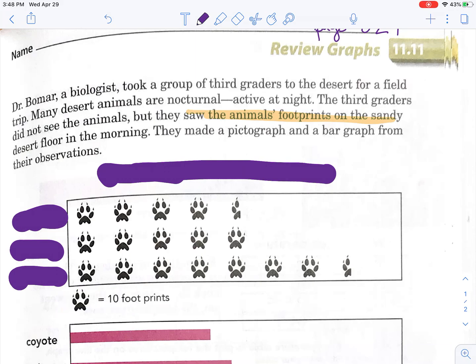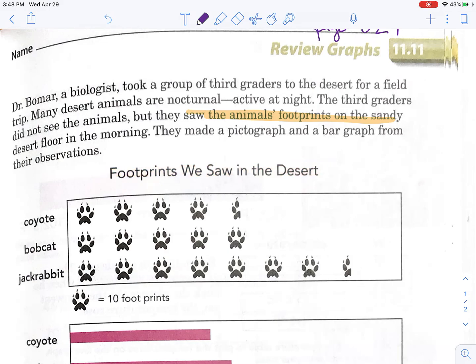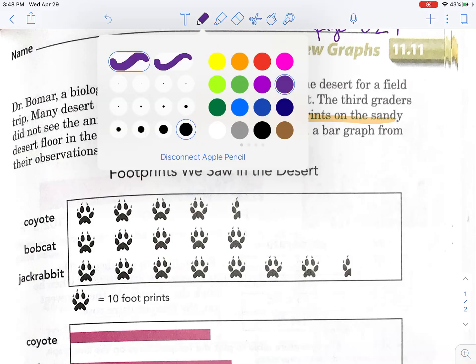A pictograph needs a key, remember? So there's the key. It tells you that 1 paw print equals 10 footprints. What else does it have? Oh, it tells you that row means jackrabbits. It tells you that row is how many bobcats there were. This one is telling you about the coyotes. And what is the whole graph telling you about? The footprints we saw in the desert.